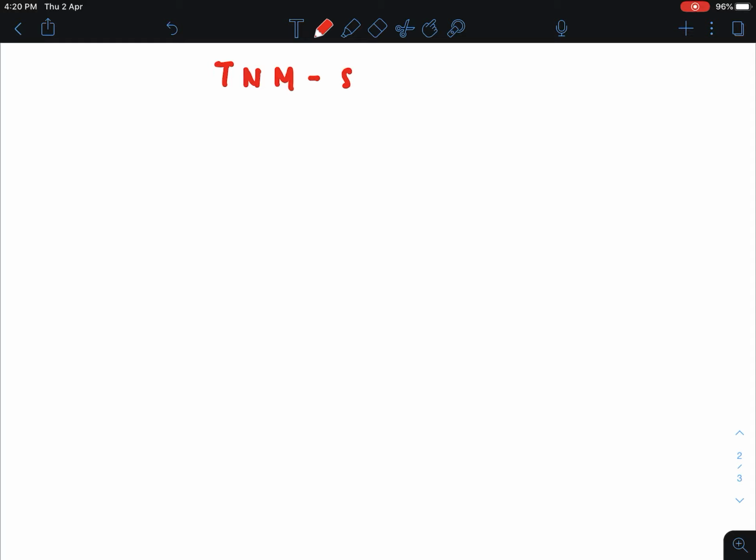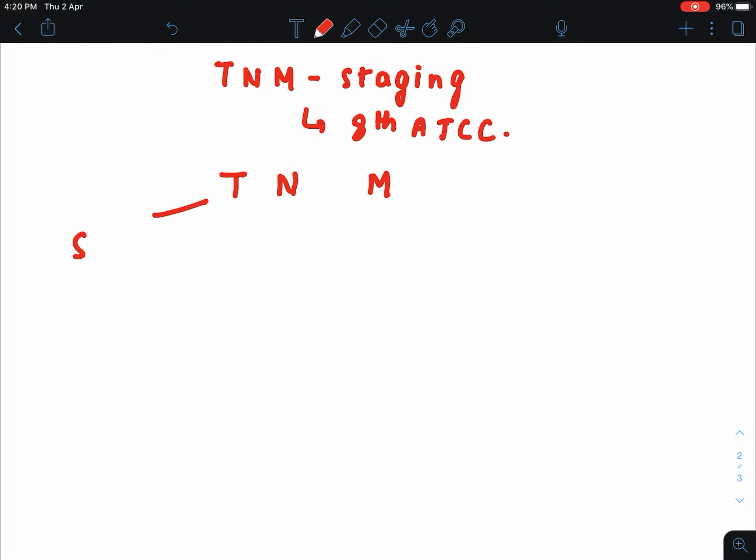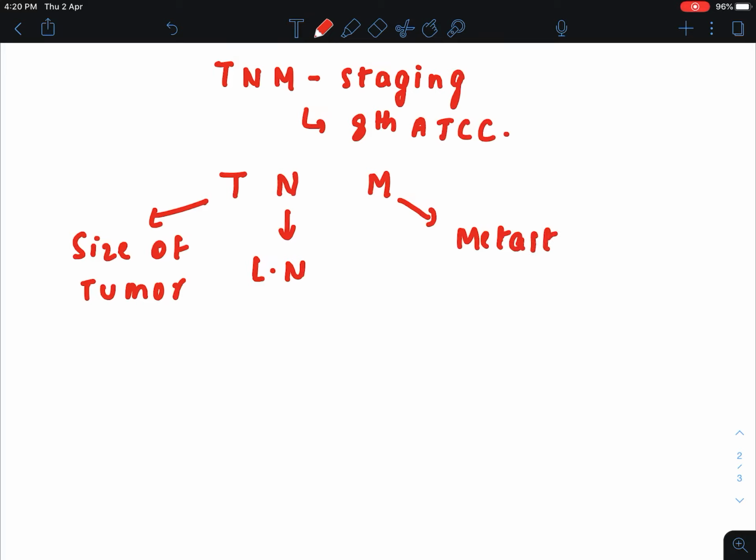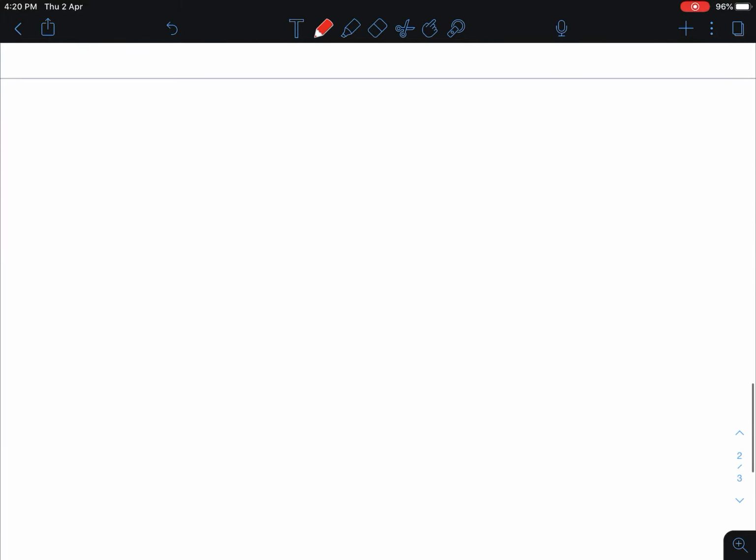The TNM staging which we are going to study is the 8th AJCC classification, which is the latest classification. In this TNM, T represents the size of tumor, N represents the involvement of lymph node, and M represents the involvement of metastasis. Firstly, we will look at the T of TNM. T represents the size of tumor.